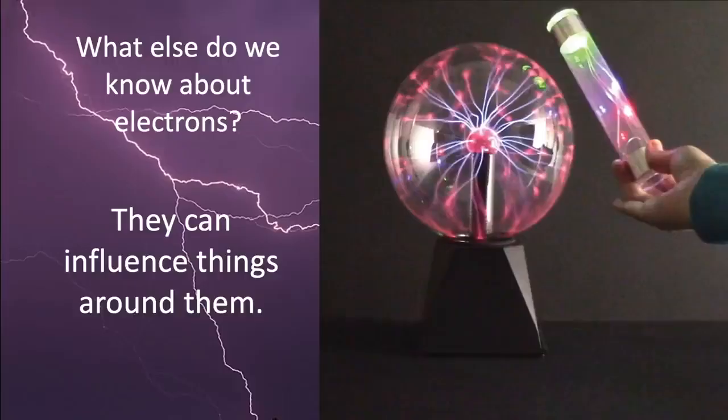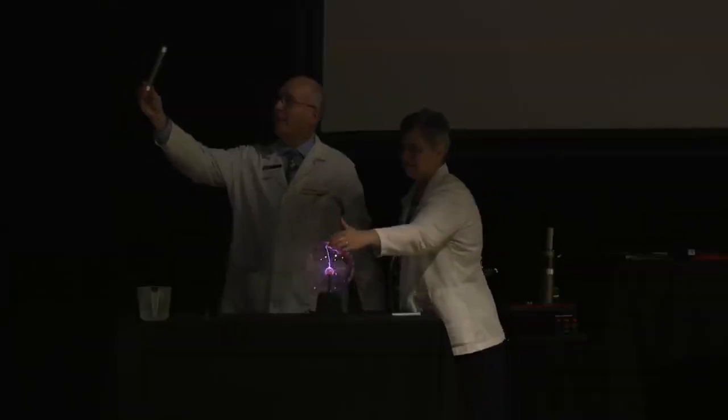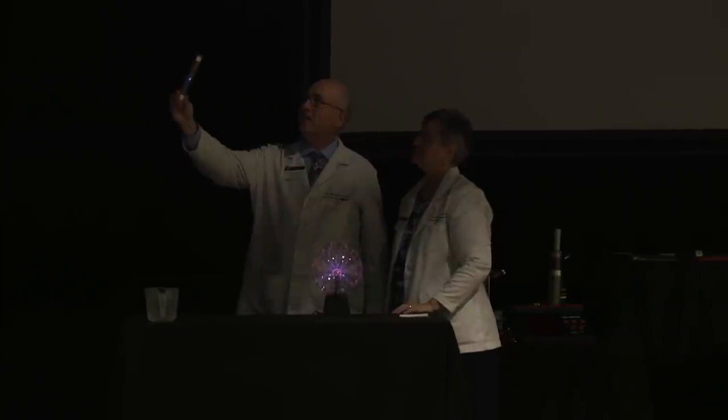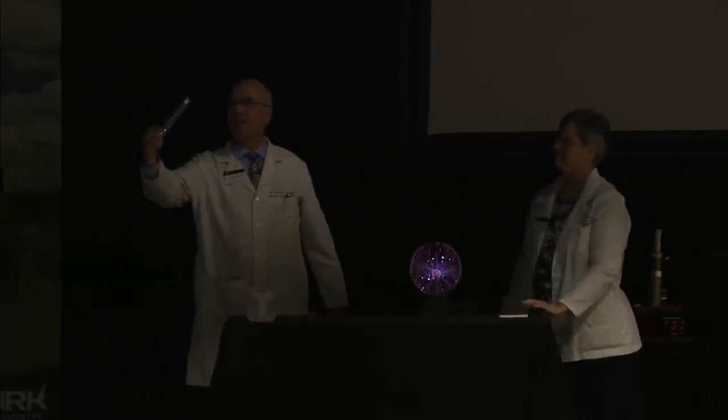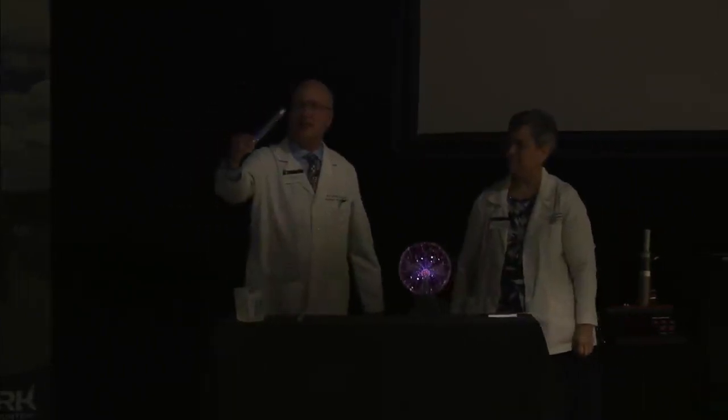Now, what else do we know about electrons? We know that they can influence things around them. So I have a plasma ball here. Probably going to need the lights down again. And here's my energy tube, and I can bring it in. And notice the red turns on first. Well, they're all kind of turning on at the same time. See if I can get further away. So red goes first, and then the green goes on, and then the blue goes on way out here.